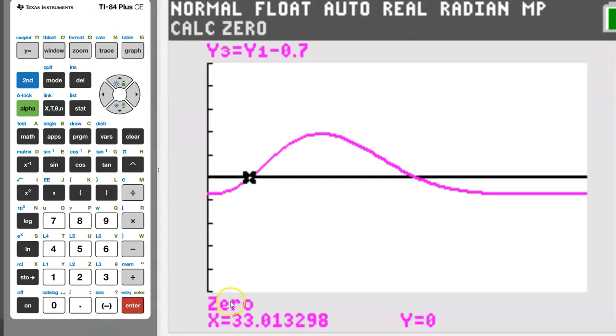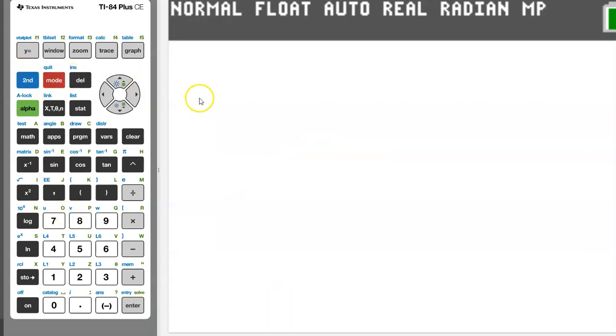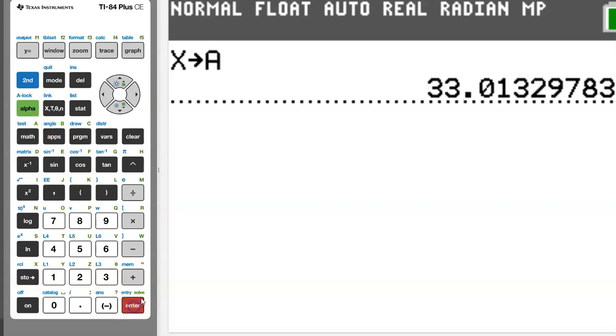So I would like to store this number in all of its decimal glory into a letter on my calculator. So what you do is quit your way out of here, type X and then hit the store button and pick which letter you want to store the value in. I'm going to just use letter A. So I am storing all of these decimals into the letter A. Let's go back to the graph.